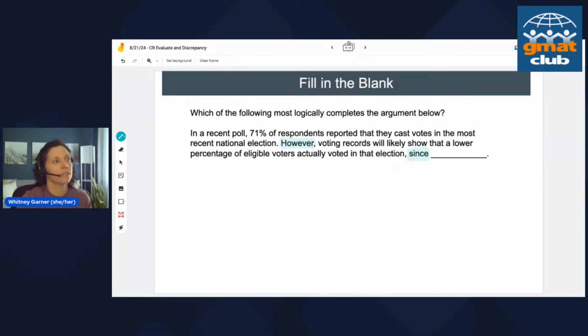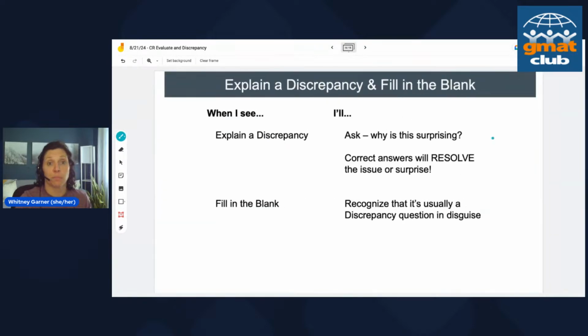So to summarize this question type, what we want to think about is, when I see explain a discrepancy, two things. I want to ask the question, what is surprising? And then I want to look for correct answers that resolve the issue or resolve that surprise. When I see fill in the blank, I'm going to start treating them like discrepancies. I'm going to think the same exact thing. So we've got evaluate, we've got discrepancy, and we've got fill in the blank.